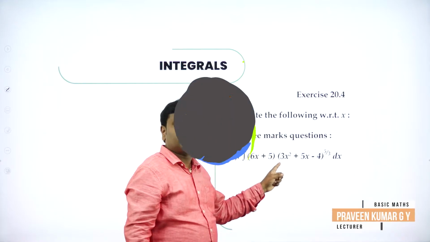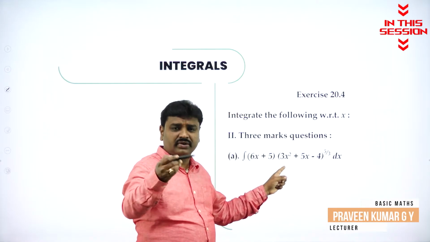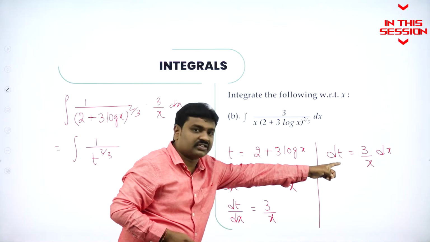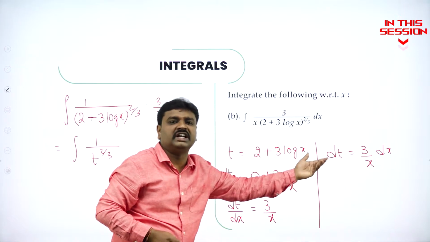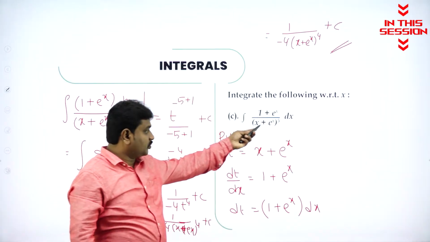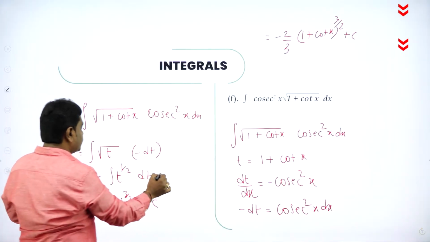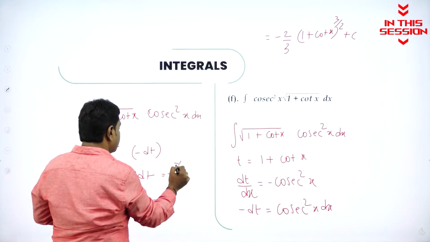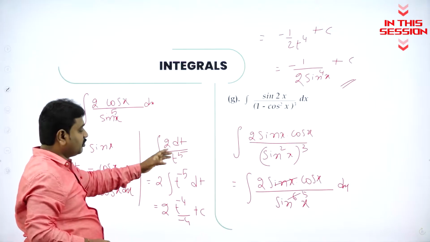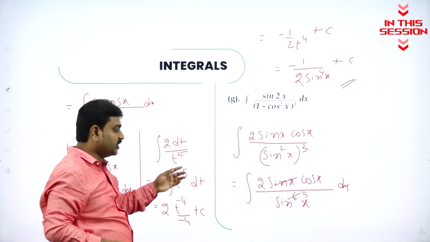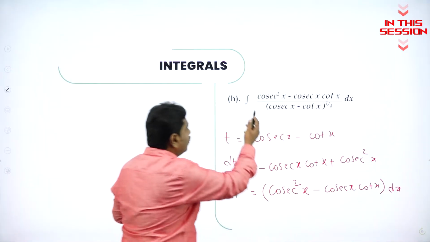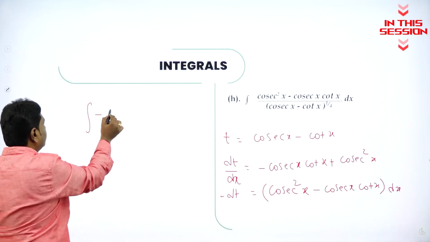Derivative of 3x square is 3, constant, take it out. Derivative of dt is what? 3 by x dx. Instead of 3 by x dx, you can put dt. Observing the denominator, x plus e power x. Derivative of x is 1, derivative of e power x is e power x. So here, one more step is what? t minus t power half plus 1. Denominator t power 5, take it up, it will become t power minus 5. It is in the form x power n. Now the given problem can be written as integration of minus dt by t.